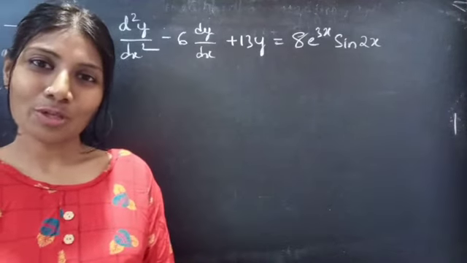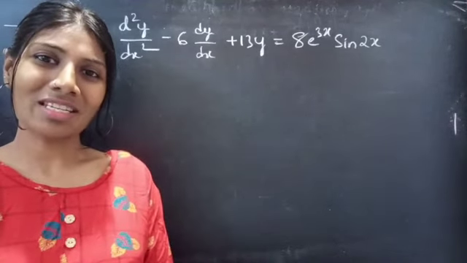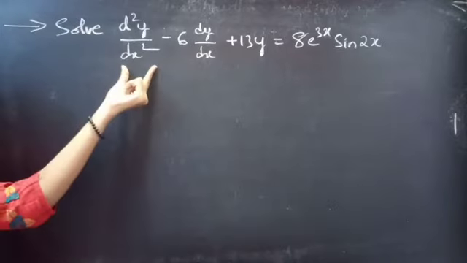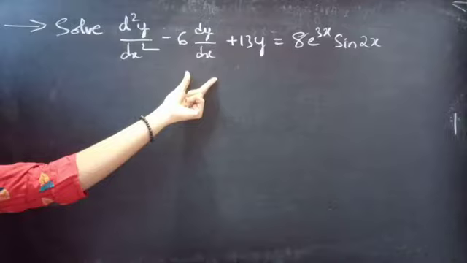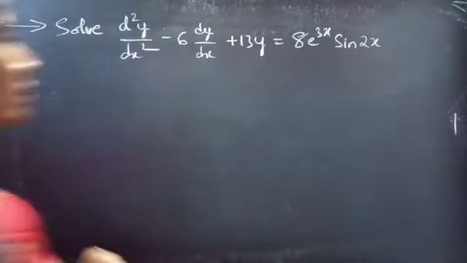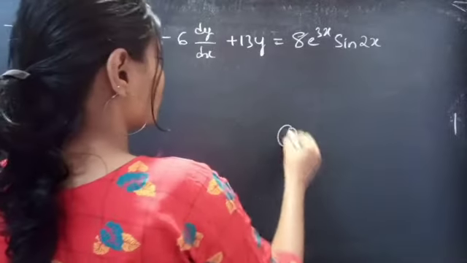In this video, we are going to solve a differential equation from higher order linear differential equations. So let's get going. Problem: solve d square y by dx square minus 6 into dy by dx plus 13y equals 8 e power 3x sine 2x. Firstly, let's find the order and degree of the given differential equation.